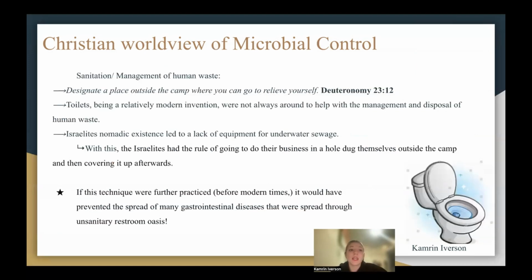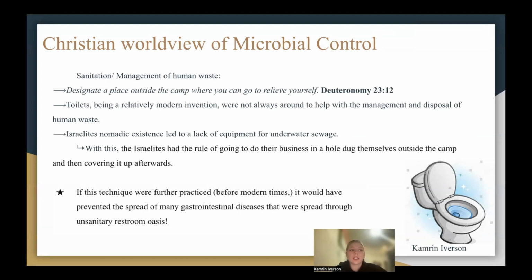My second example is the sanitation and management of human waste. The verse that I chose for this designates a place outside of the camp where you can go to relieve yourself, Deuteronomy 23:12. Toilets are a relatively modern invention, and they were not always around to help with the sanitary needs that we have and the disposal of human waste.